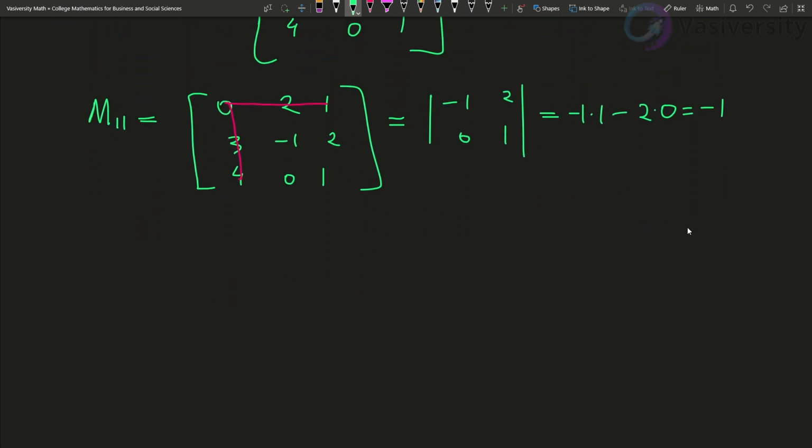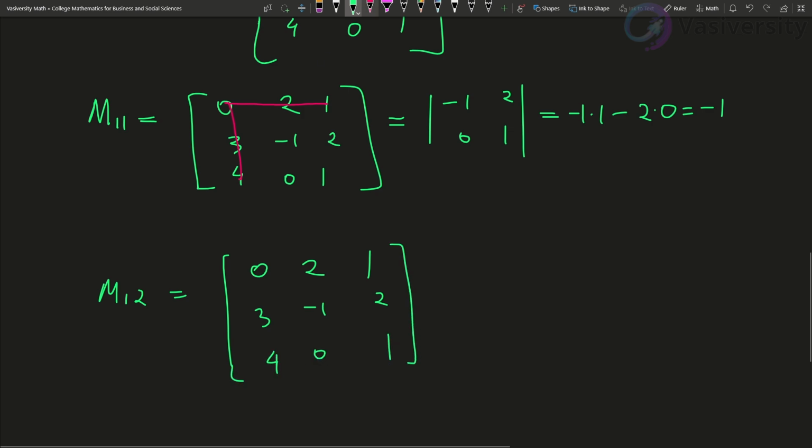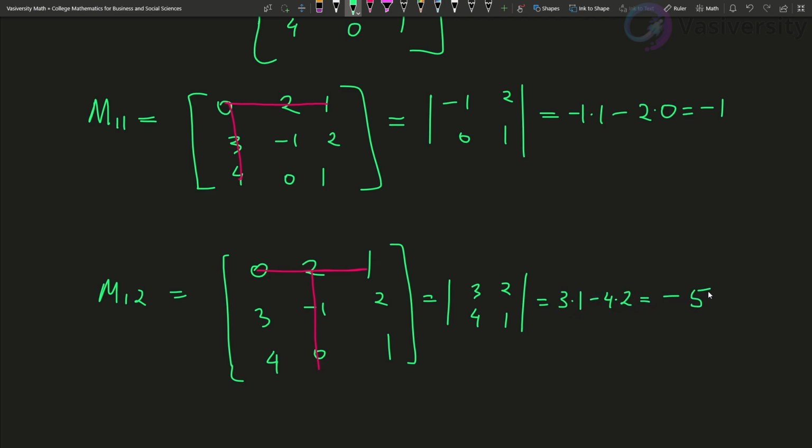So now let's do M12. So what will be M12? We have to delete the first row, second column. Negative 1, 4, 0, 1. Okay, so we're going to have to remove the first row, second column. Our minor will be 3, 2, 4, 1, equal to 3 times 1 minus 4 times 2, which will be equal to negative 5.